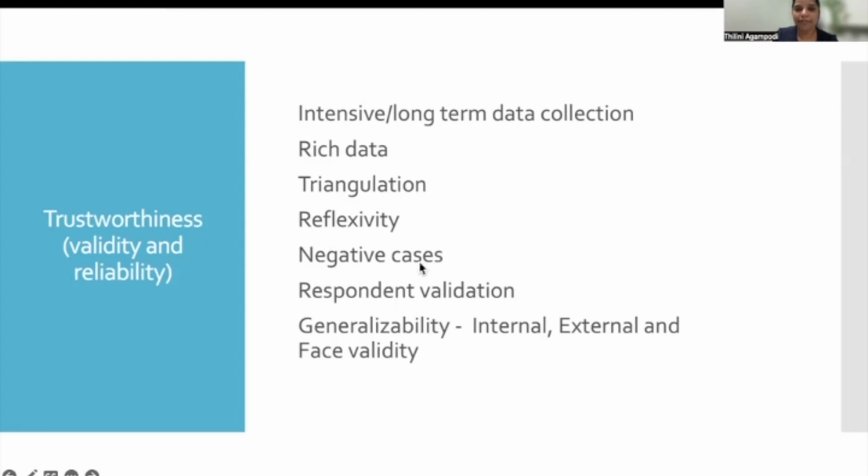Now, out of these, triangulation and respondent validation are some things that can be easily performed, even in simple research, right? What is respondent validation? At the end of the interview, you present a summary of the interview to the respondent, that is, to the participant.